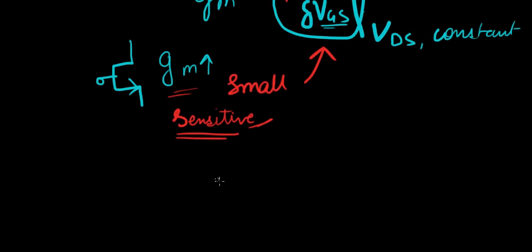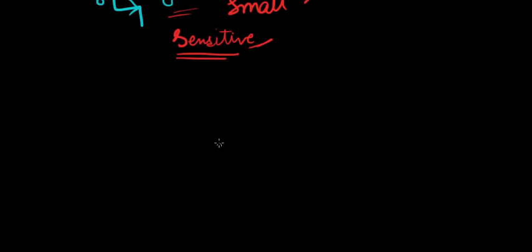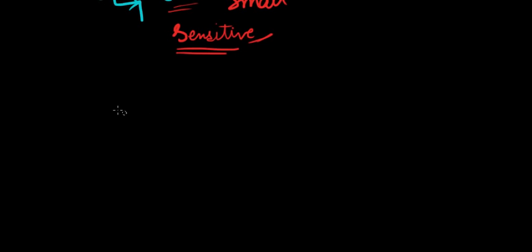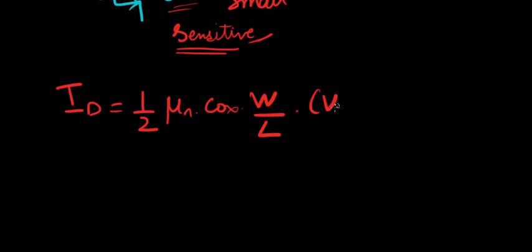Alright, now we try and put GM in different forms. I'll tell you why in just a short while, but let's look at it. We know from our current equation that ID is given by half mu n times C ox, of course for the NMOS we're discussing, W over L, VGS minus VT, the whole square. This is the equation of current in a MOSFET when it's in saturation. Alright, we're talking about GM when the MOSFET is in saturation. So this is ID.